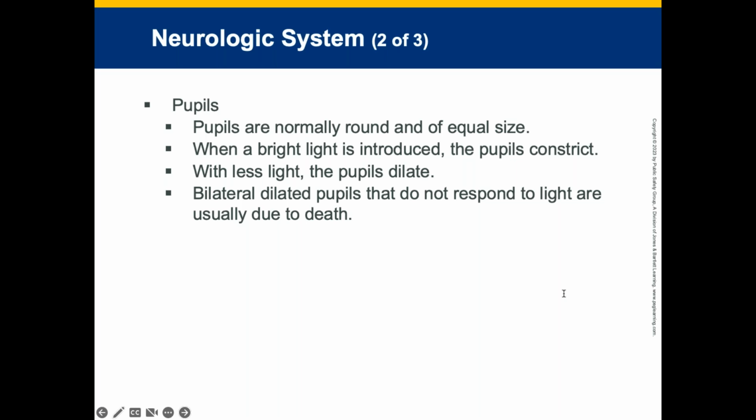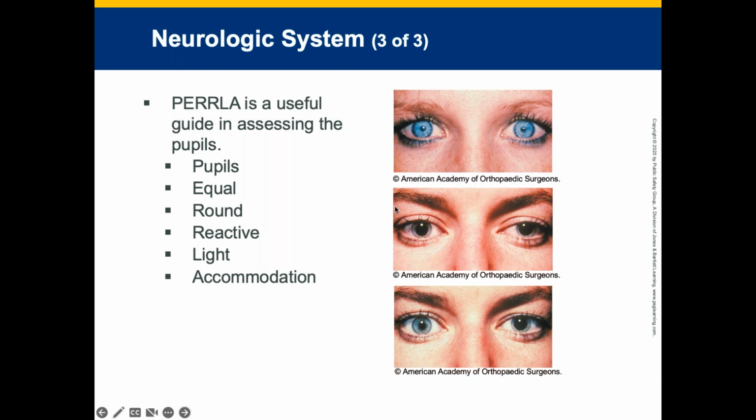Some other causes of, or the MDMA side effects. So some of the causes of depressed brain function also include injury to the brain or brainstem, trauma, stroke, tumors, inadequate oxygenation or perfusion, or drugs or toxins or CNS depressants as well. So as you can see here, pupils equal, round, and reactive to light and accommodation. PERRLA is the useful guide in assessing pupils.